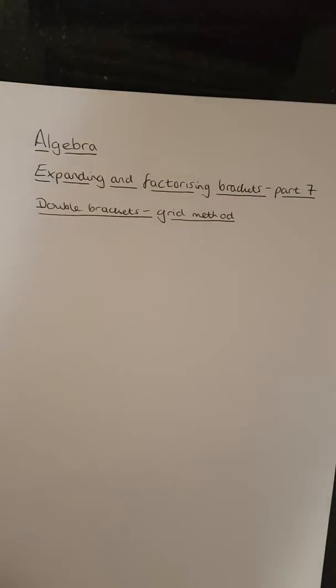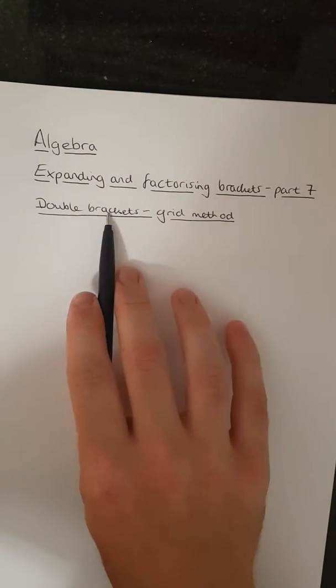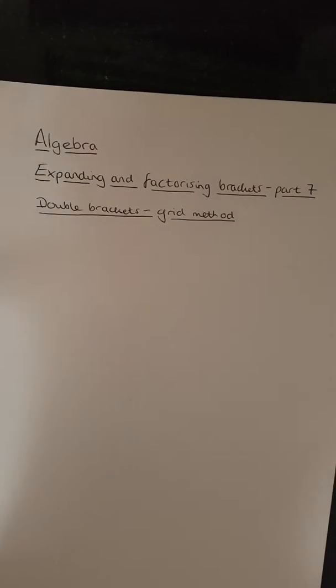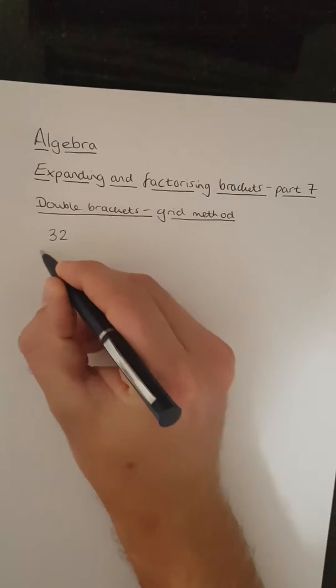The third of our three methods for expanding double brackets is the grid method. Now hopefully you like the example on part 4, and hopefully you've watched one of either the inspection method or the column method to help round out your skills. We'll now go through the same examples using the grid method.